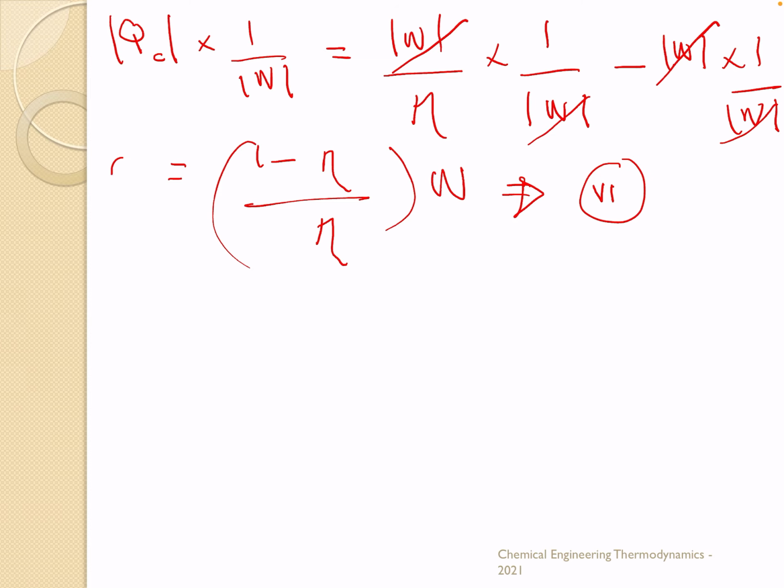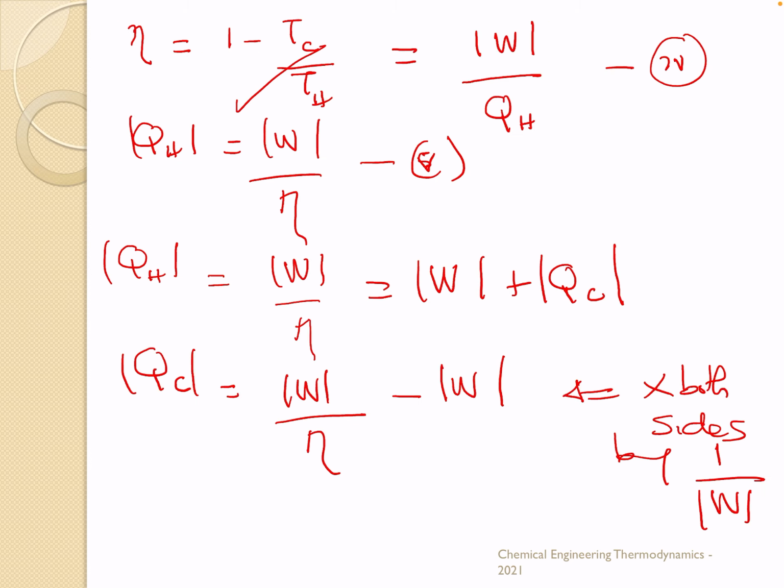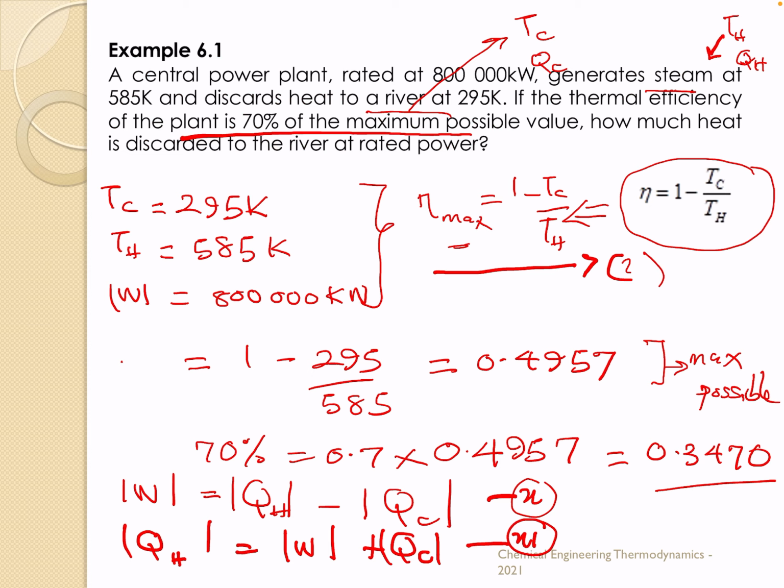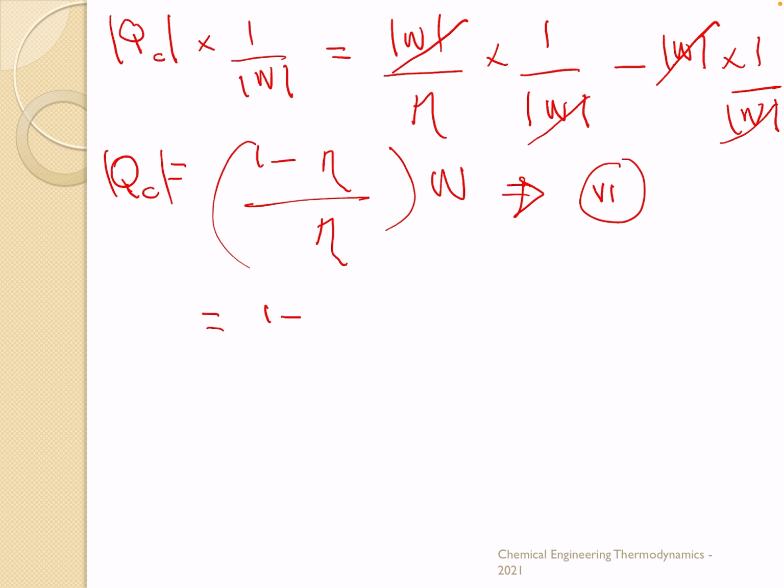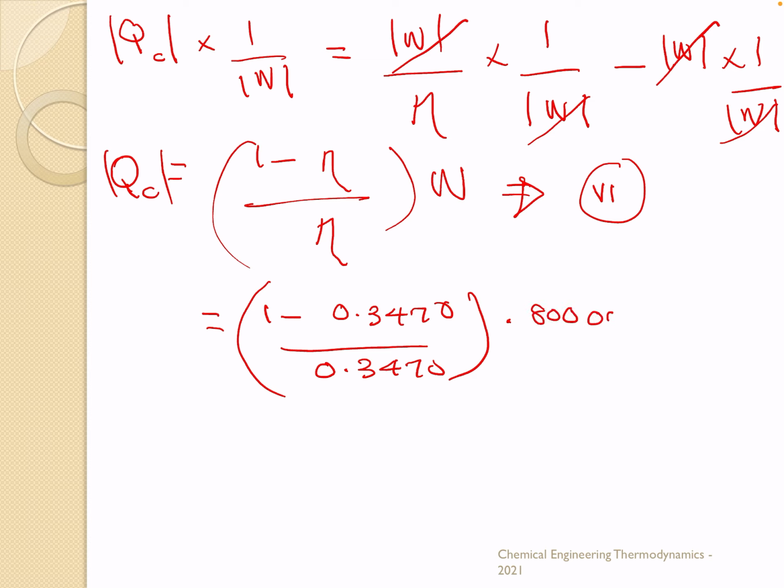Now let's plug in all the given values into this. This is QC, which is what we are looking at. So we have 1 minus, remember we've calculated the thermal efficiency earlier on as 0.3470. So if you plug that in, 1 minus 0.3470, divided by 0.3470, multiplied by 800,000, that's the work done we've been given.